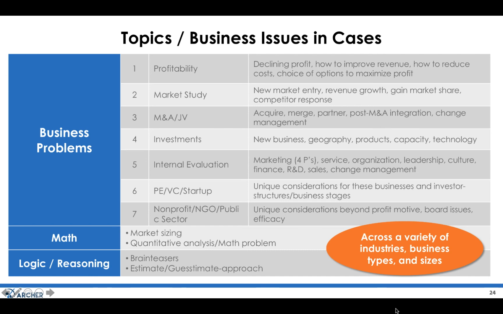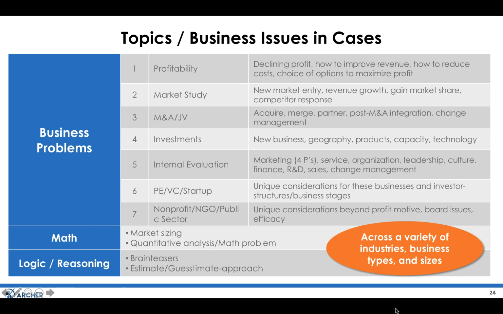The next area is a bit more specialized, but these cases certainly come up and with great frequency around private equity, venture capital, startup businesses. And having some of the lexicon, some of the frameworks in mind can help you quite a lot. And then by the same definition, the last area has to do with nonprofits, NGOs, the public sector. There are different motivations, there are some slightly different considerations, so it's worth studying.